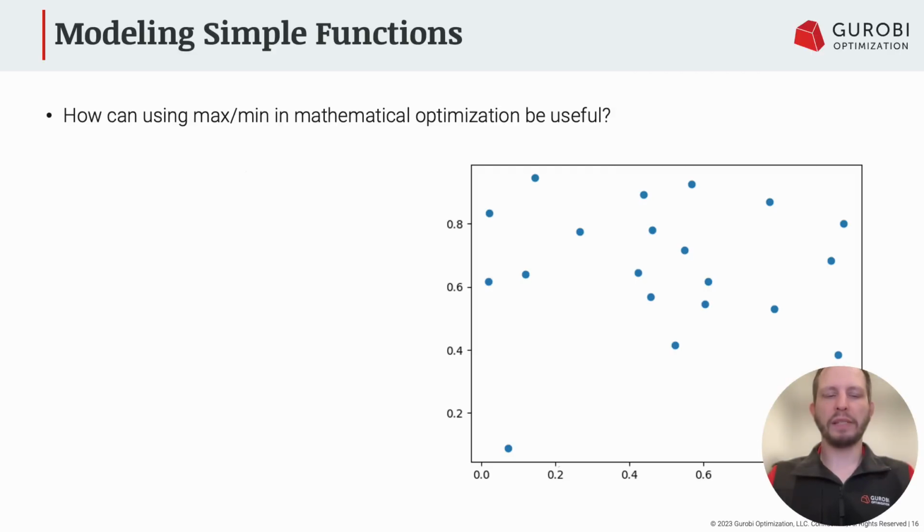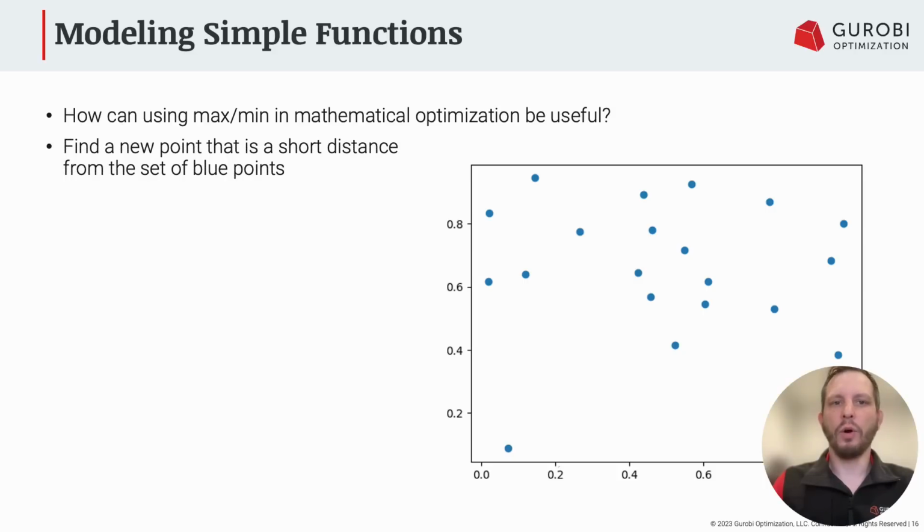So now that we've established that maybe modeling with max and min is a cool thing and maybe useful in mathematical optimization and optimization in general, let's take a look at a scatter plot here. We have a bunch of points, and our goal is to find a new point that is a short distance from the set of blue points. That's a kind of vague description of what we want.